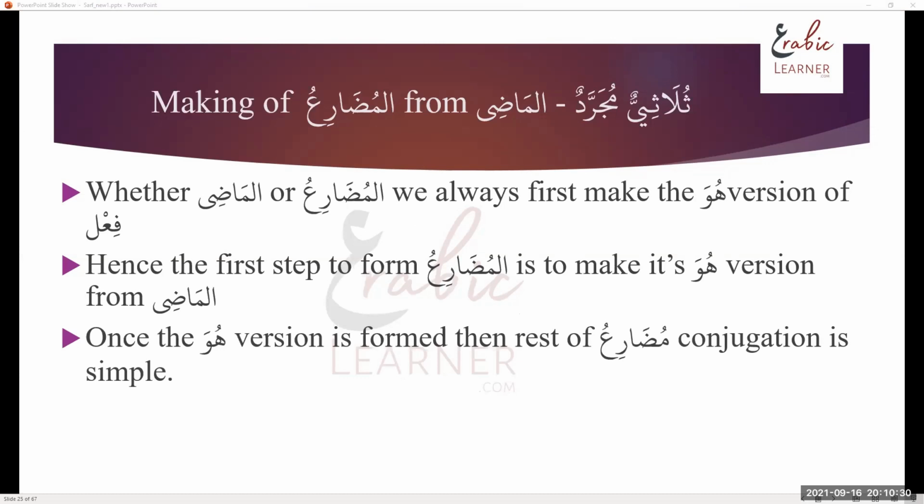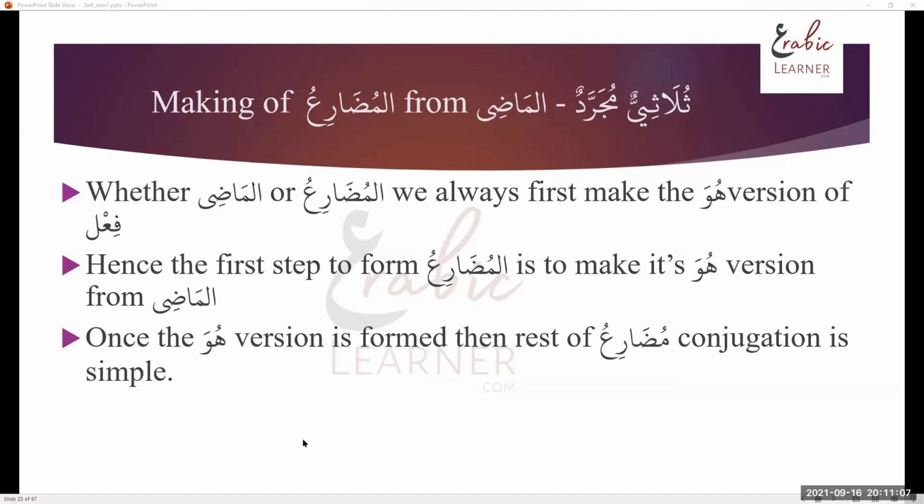Once you know the technique of conjugation, as you are familiar with the technique of Fi'l al-Maadhi conjugation, then you will be able to know the technique of Fi'l al-Mudaare conjugation. So the rest of the words will just pour in. It will just come. It will be so easy for you. So the difficult part is first to identify the Hua version. That is the difficult part. If you get hold of how to find out the Hua version of Fi'l al-Mudaare, things will be very simplified. And today I'm going to teach you the technique.